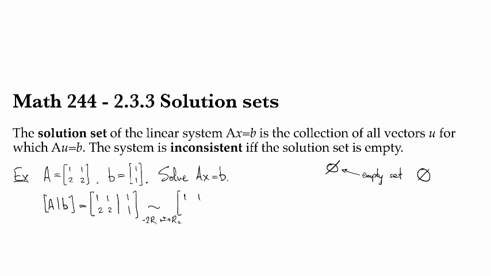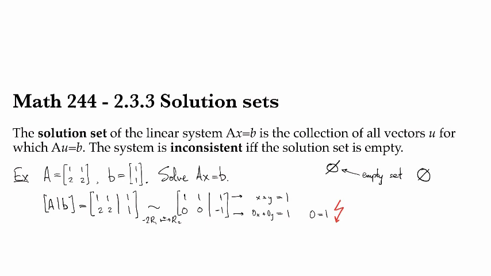So then the first row is not going to be changed at all. And then we're going to have 2 minus 2 is 0, 2 minus 2 is 0, 1 minus 2 is minus 1. So let's take a good look at this last equation now. The top row says x plus y equals 1. The bottom row says 0x plus 0y equals 1, or in other words, 0 equals 1. And that cannot be true. That is a definite contradiction.